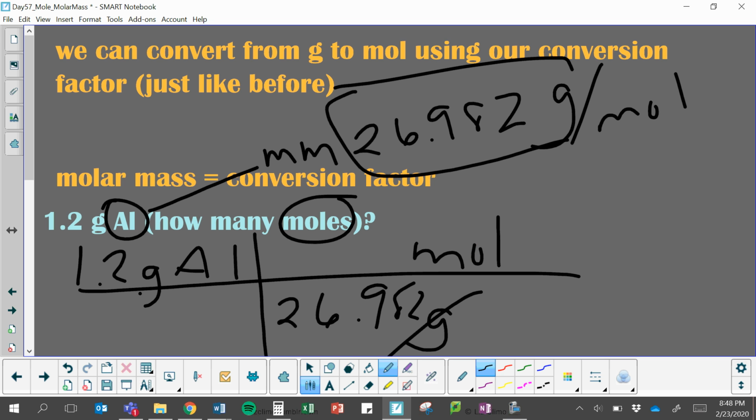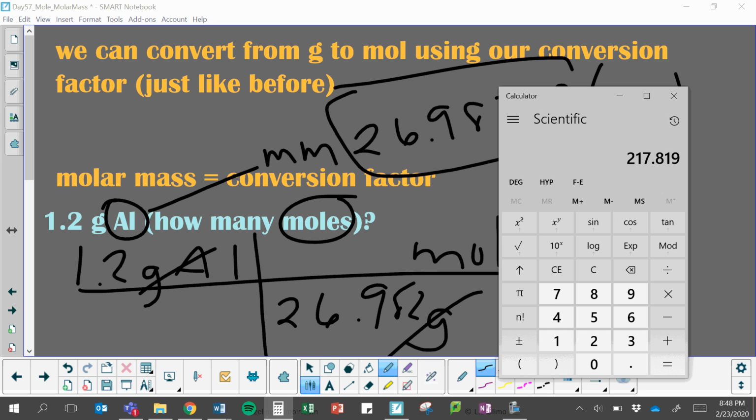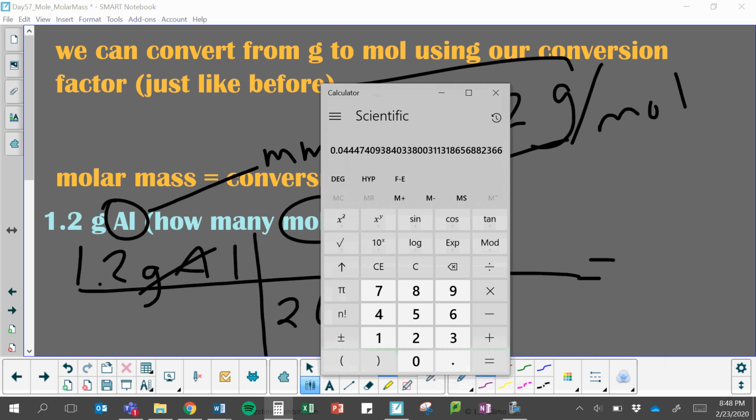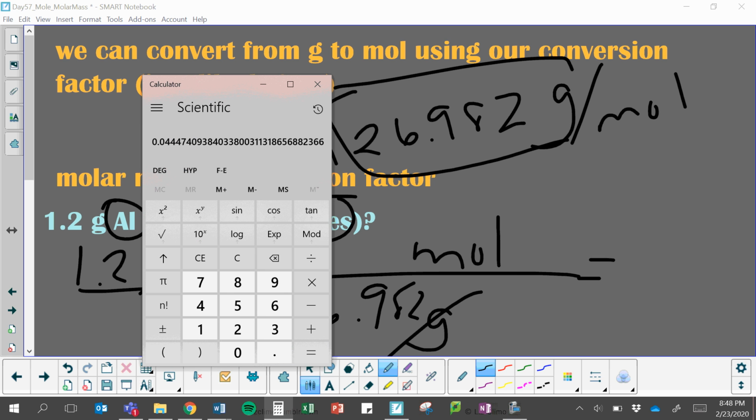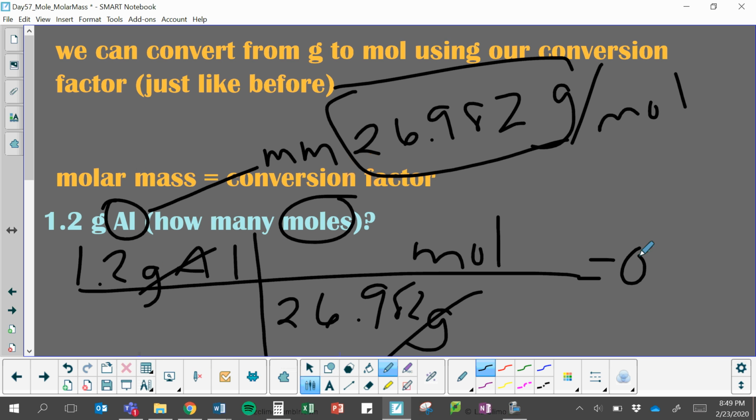So our grams are going to cancel, and we're left with moles, which is what we want. So we're going to do 1.2 divided by 26.982. And we're left with this huge long number. So we have to look at our sig figs. We were dividing, so we're looking at the number of sig figs, not the number of decimal places. And 1.2 only has 2 sig figs, so our answer will also only have 2. So we will write it as 0.044. And our unit is moles of aluminum.